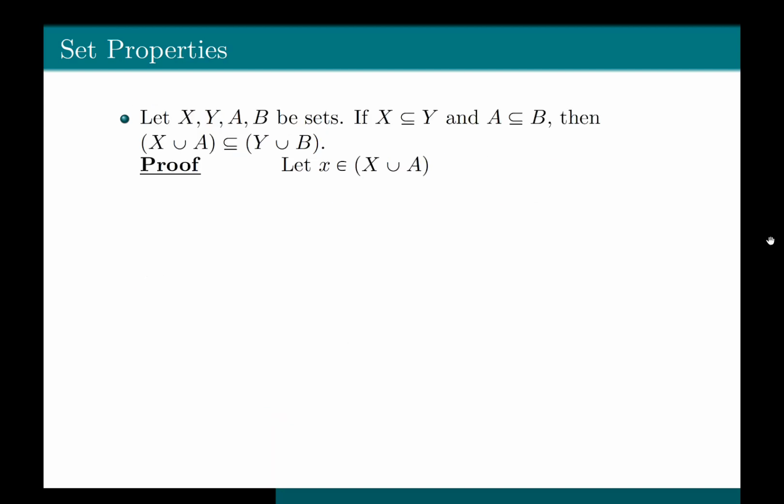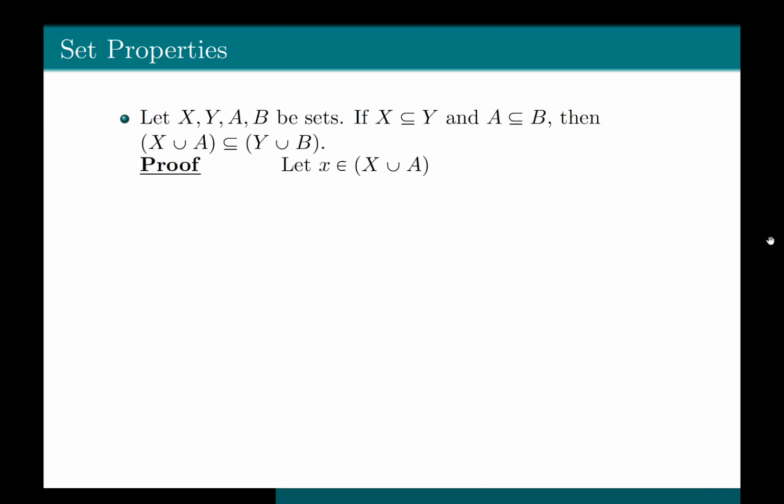Let's prove some interesting properties now. The properties which we are going to prove now are not difficult, but very interesting to follow. So now see, we have four sets: set X, set Y, A, and B. And it's given to us that X is a subset of Y and A is a subset of B. These are the two given conditions. And we have to prove that X union A is a subset of Y union B.